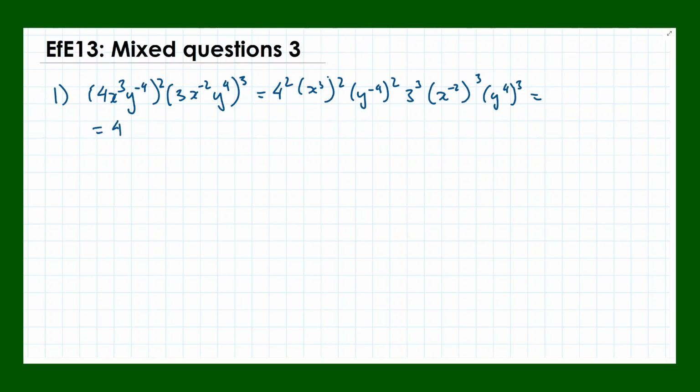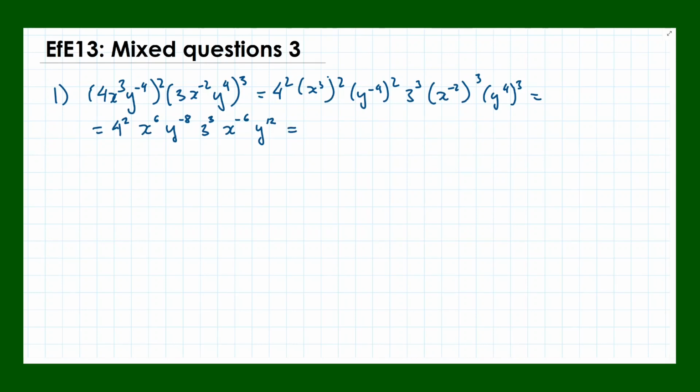So I'm going to have 4 squared, x cubed squared, that's going to be x to the 6th because I have to multiply 3 and 2 together. Y is going to be to the negative 8 because minus 4 times 2 is negative 8. 3 cubed stays. X to the negative 2 cubed is going to be x to the negative 6 because negative 2 times 3 is negative 6. And y is going to be the positive 12 because 4 times 3 is 12.